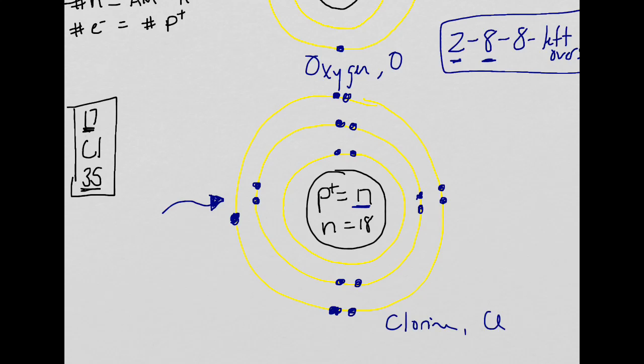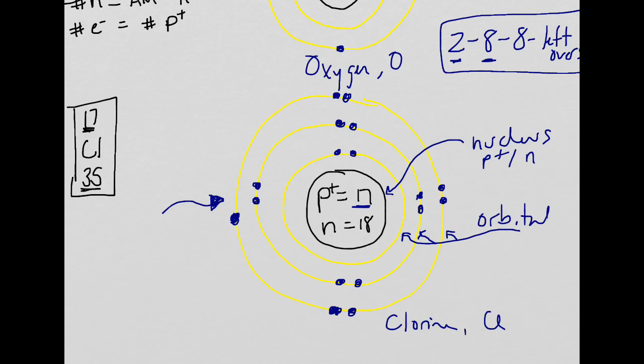Remember the anatomy of it. This interior was the nucleus, where you find the protons and the neutrons. And then these guys are the shells, or the orbitals. And these guys are the electrons.